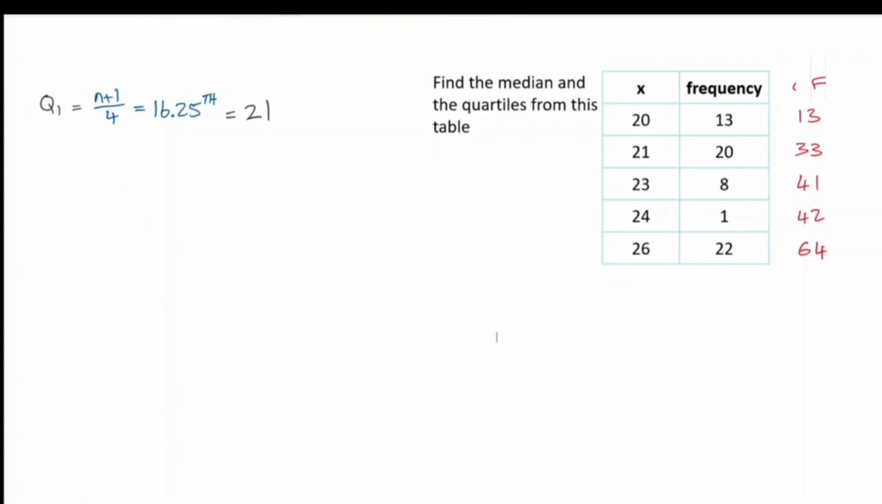The first 13 values were 20s, and then the next 20 values were 21s. So logically, our 16th value was 21, and our 17th value was 21.